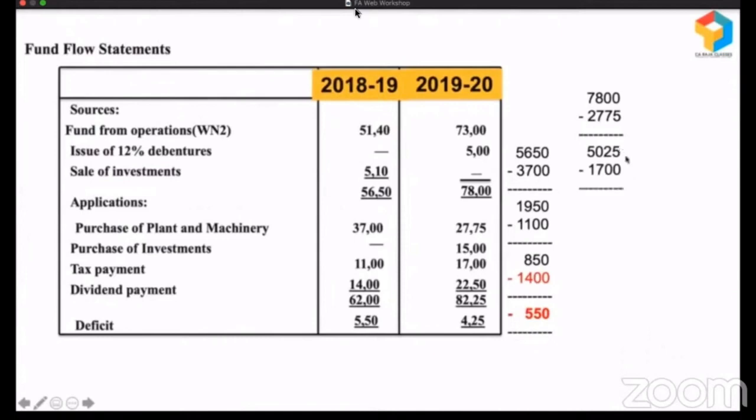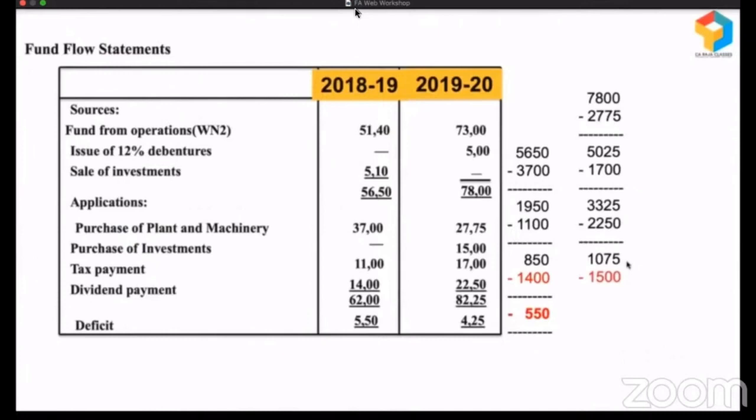So from 5,025, taxes paid, what is left over now? 3,325. From that they want to pay dividend. Okay, let them pay 2,250. It means the balance left over is 1,075. At this point they should have put a break, but what they did, they went and purchased an investment of 1,500 when they are left with funds of only 1,075. It means this is the grave mistake which they should not have committed.